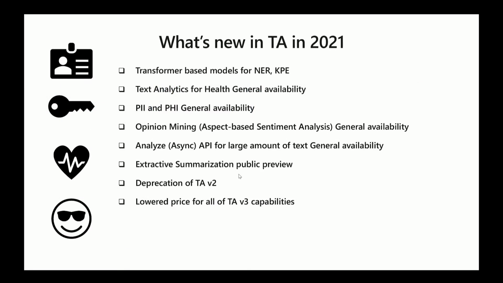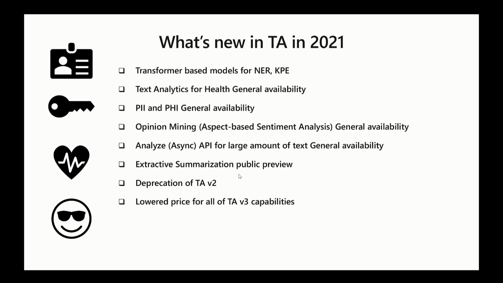So now, what did we launch in 2021? It has been a very busy year for us, and we continue to launch new offerings before the year ends. But until now, we have launched new state-of-the-art models for named entity recognition and key phrase extraction. We are also working on updating our sentiment analysis and opinion mining models with transformers, and these will be released soon. Then we have text analytics for health.